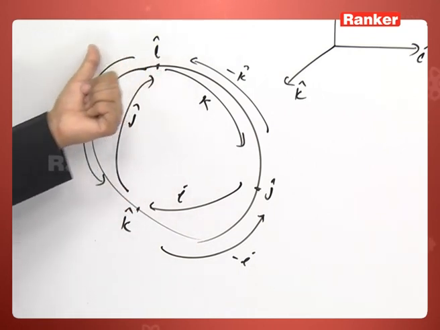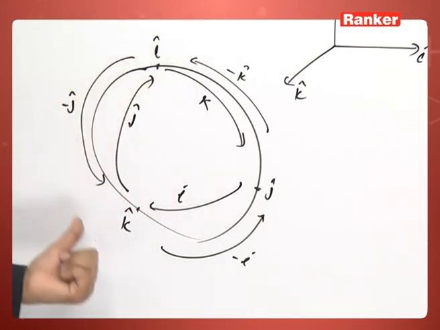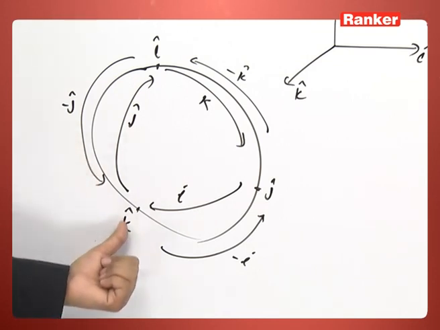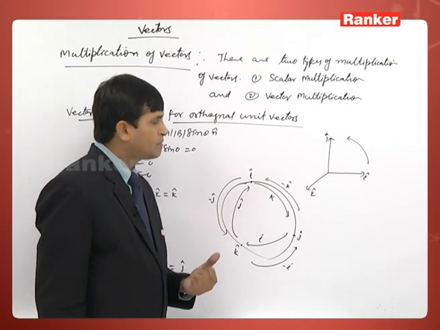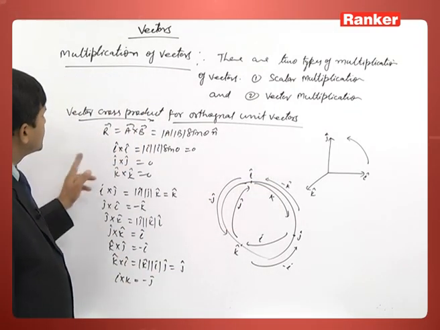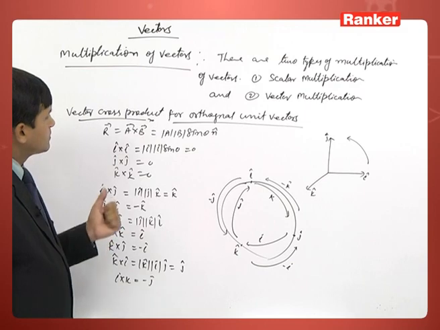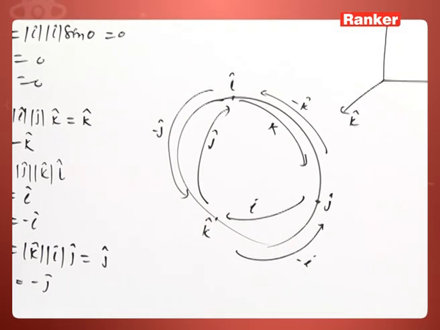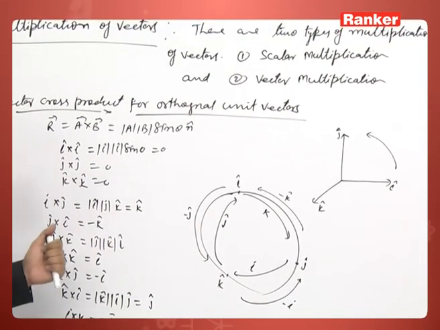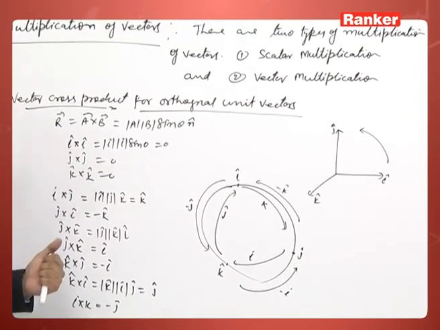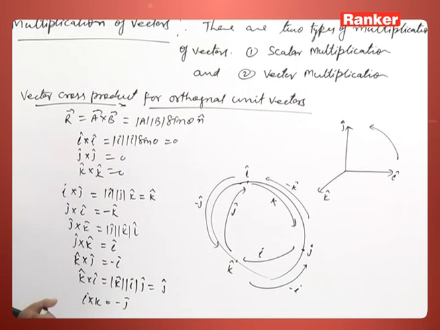And similarly, if you are going in reverse, i cross k is minus j, k cross j is minus i, j cross i is minus k. So in this manner we can solve the dot product and cross product in the case of orthogonal unit vectors. See one or two examples, from that we can get a better idea.